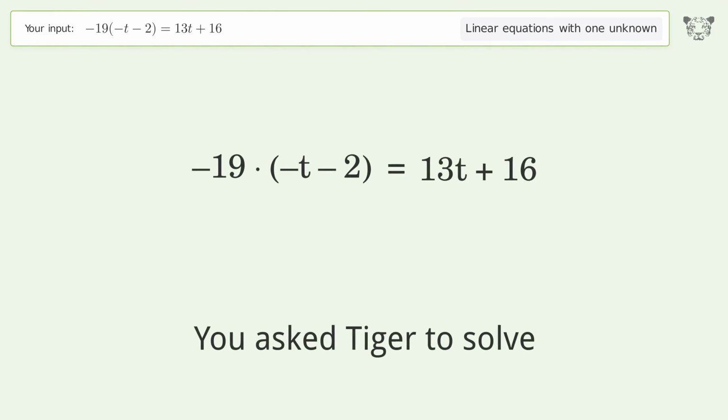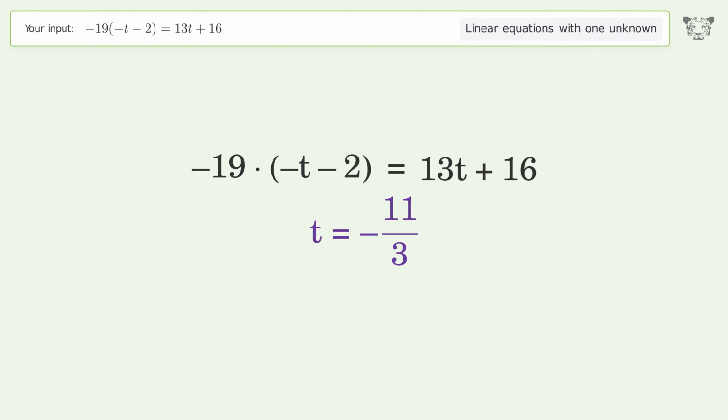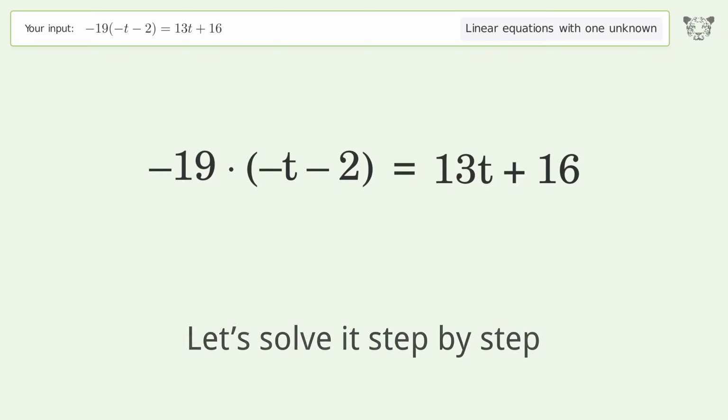You ask Tiger to solve this. This deals with linear equations with one unknown. The final result is t equals -11/3. Let's solve it step by step.